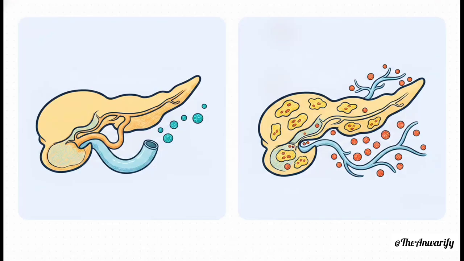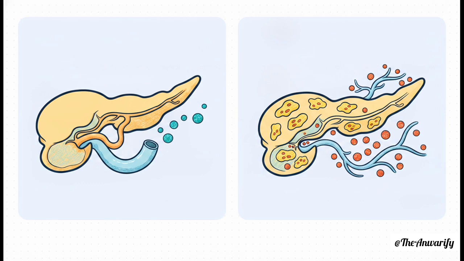And then we have the pancreas, which is an absolute multitasker. It pulls double duty as both an exocrine and an endocrine gland. As an exocrine gland, it pumps highly potent pancreatic juice into the duodenum. This juice is absolutely packed with digestive enzymes like trypsinogen, chymotrypsin, amylase, and lipase, which together break down proteins, carbs, and fats. But simultaneously, as an endocrine gland, it has specific cell clusters called the islets of Langerhans.